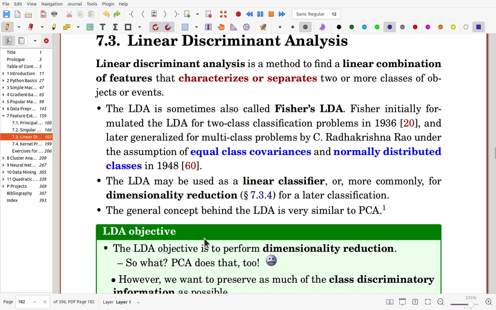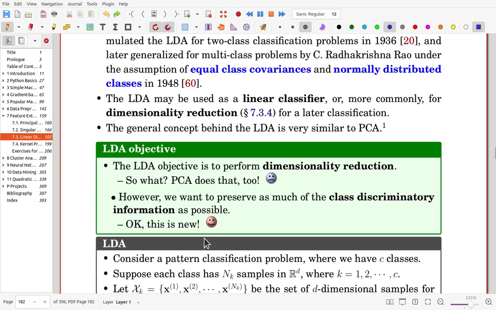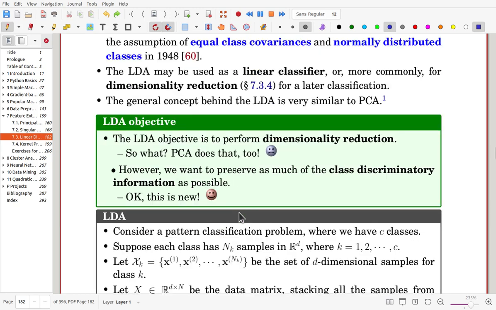Now, here we have LDA objectives. The LDA objective is to perform dimensionality reduction. And PCA also does that, so it's not really new. However, we want to preserve as much of the class discriminatory information as possible. So it is new, and it's worth considering.